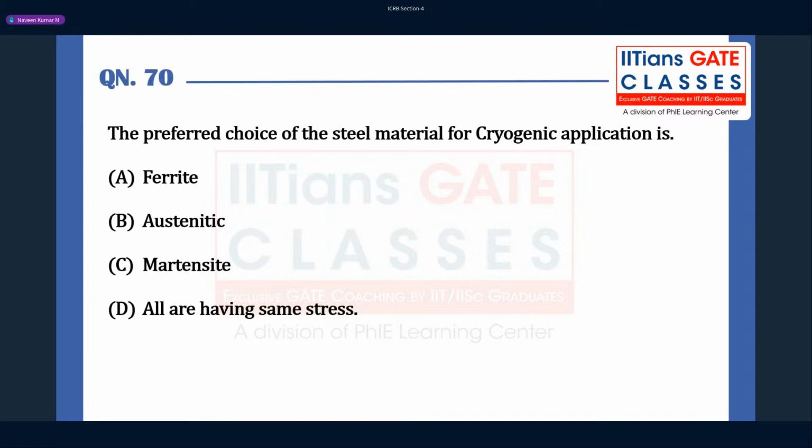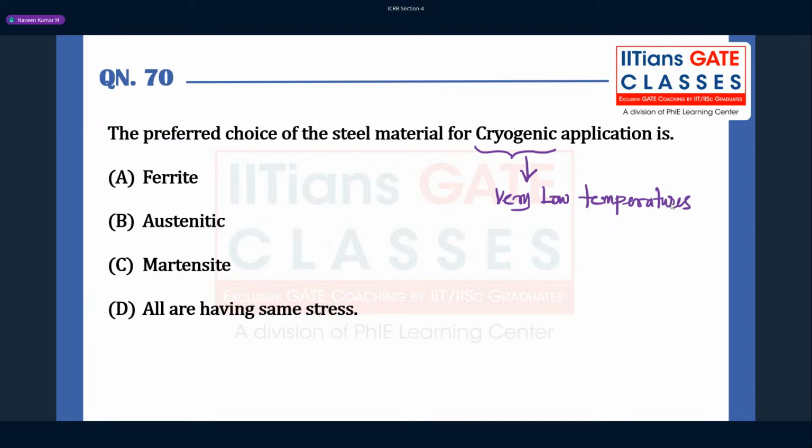So the preferred choice of steel material for a cryogenic application. Here the thumb rule is, cryogenic means very low temperatures. Now they're asking the preferred choice of steel material. So please remember, if you have a structure which is FCC in nature, what happens? They have good ductility and good toughness.